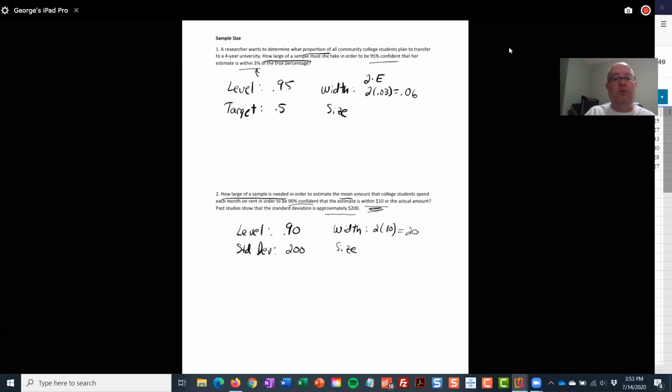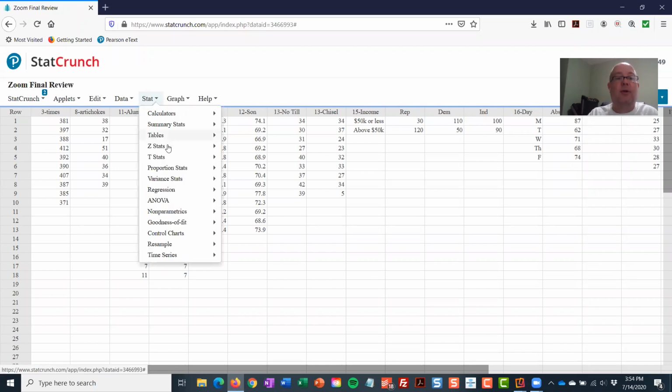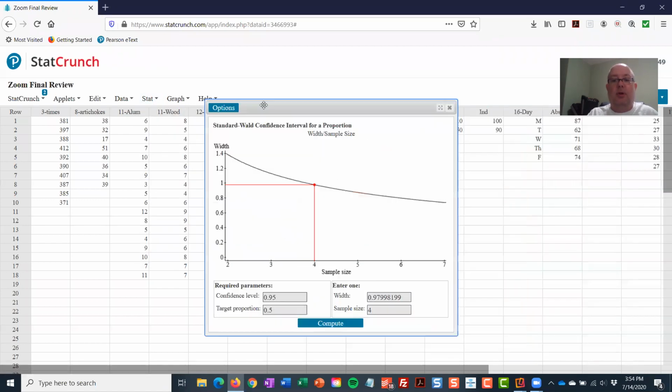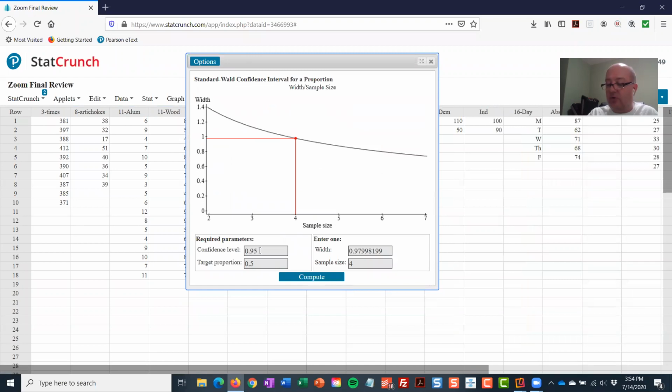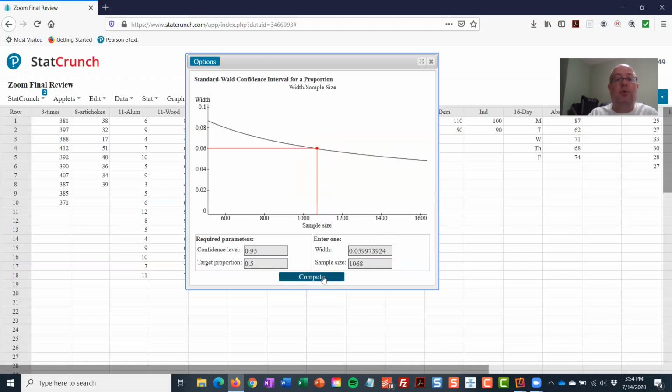So let me switch over to that screen. First, for problem 1, the proportion, that's under Stat, Proportion, 1 sample, With summary, Width. The confidence level was 0.95. As I mentioned, the target proportion is unknown, so we leave that as 0.5. The width is what we're going to enter. That was 0.06. And when we press compute, we get the sample size, which was 1,068.